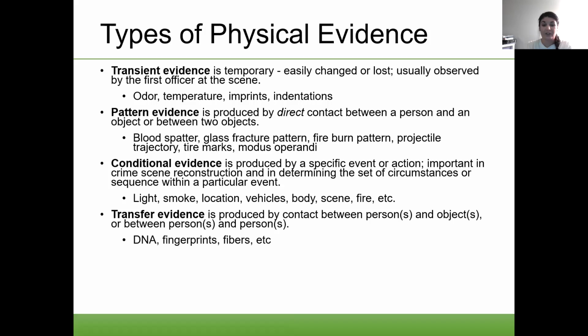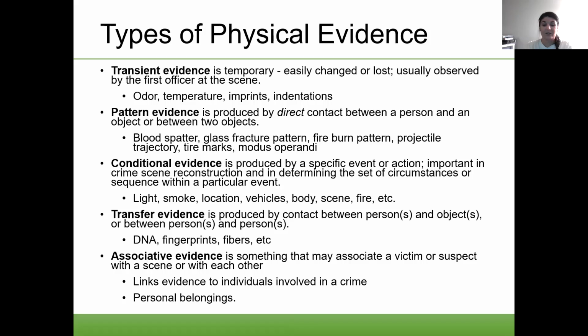Transfer evidence is produced by contact between people and objects or between people and people, like DNA, so saliva from one person to the other person. Fingerprints, you touch someone and now your fingerprint is on them. Fibers, if you hug someone, then the fibers of your sweater could go onto the person's shirt.